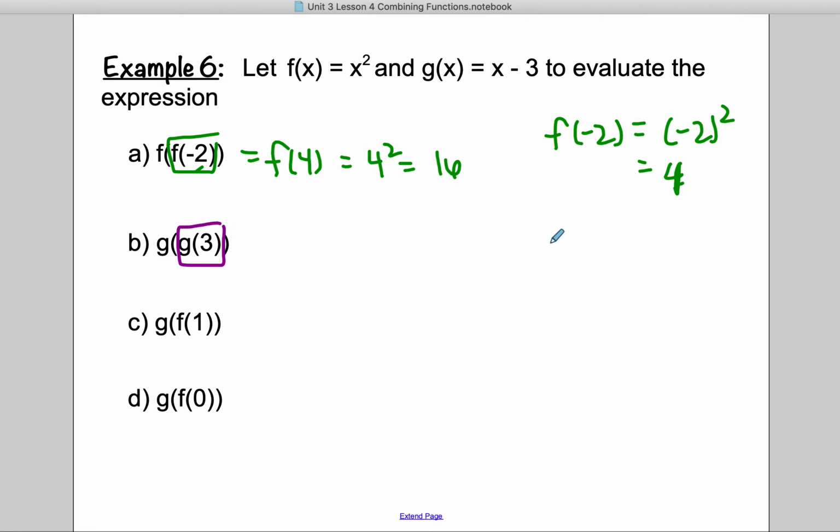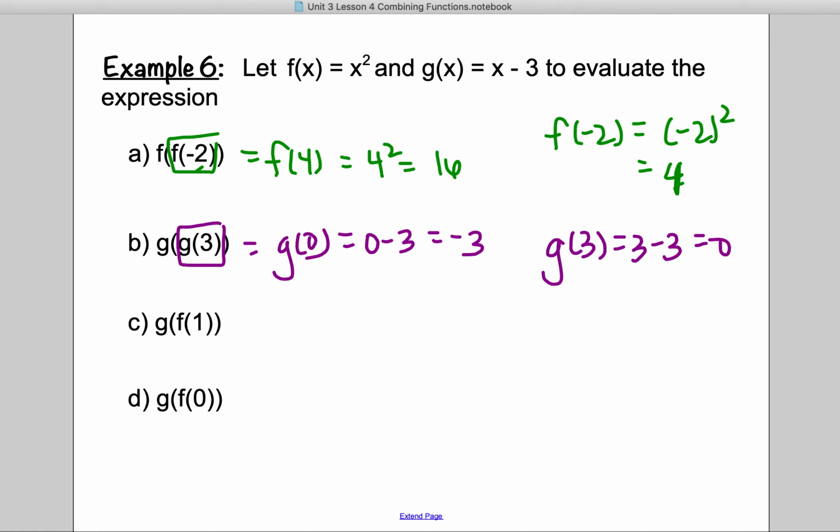B, it's g of g of 3, so I find the innermost piece, g of 3. I'd have 3 minus 3, which is 0. So then I would have g of 0. This inside piece is 0. And then I'd have 0 minus 3, which is negative 3, and that'd be my final answer. C, I have g of f of 1, so I find f of 1 first. Find the inner piece. F of 1 is 1 squared, which is 1. Then I find g of 1. So I use function g, and I do 1 minus 3, which gives me negative 2.